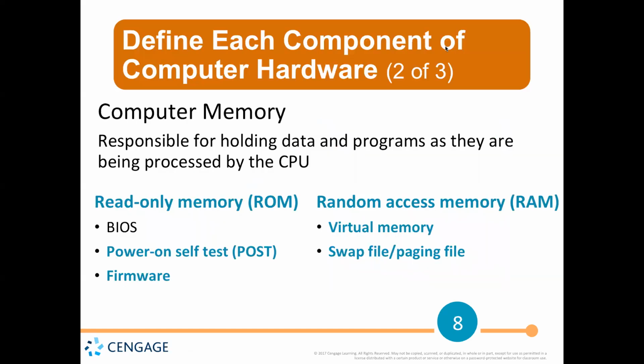Okay, so that's the CPU. Next one is memory. Memory is just responsible for holding data as they're being processed by the CPU. And there's really two types of data. And we're going to get to this a little bit more in the input-output pieces, but there's read-only memory and random access memory. Now, what you have to remember about this is read-only memory is memory that never goes away.